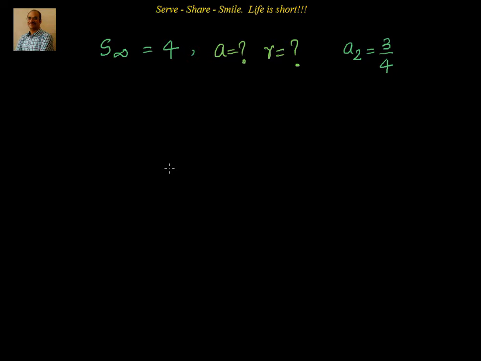In an infinite GP, the sum of infinite terms is 4 and the second term is 3 by 4. We have to find the values of A and R. So what's the formula for S infinity? We know that S infinity is given by A by 1 minus R, which works out here because R is less than 1. We have to find the R and A values, but certainly we know R is between minus 1 and 1. Okay, right. S infinity is A by 1 minus R.